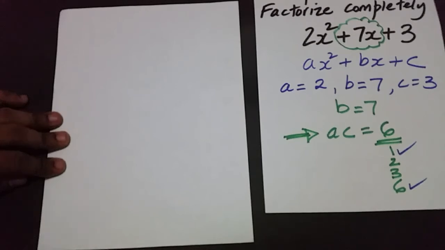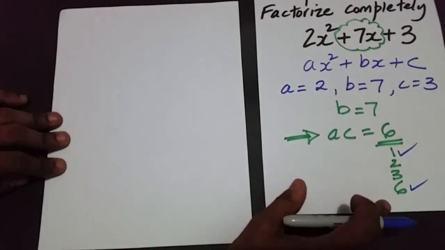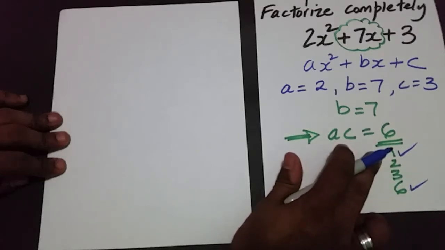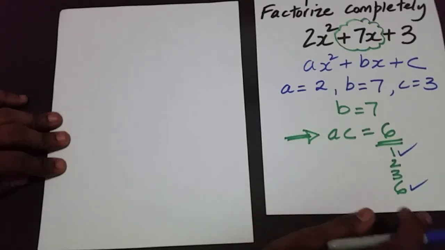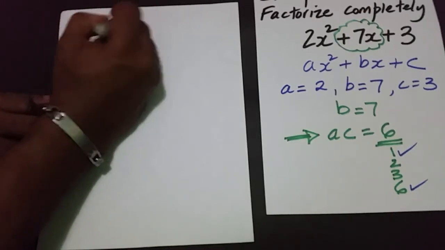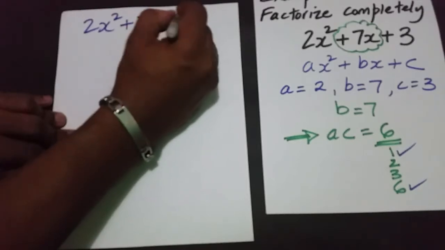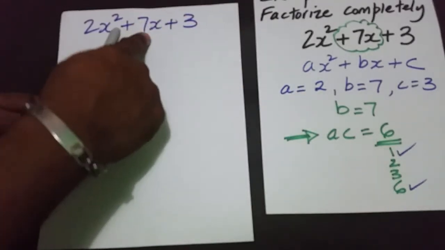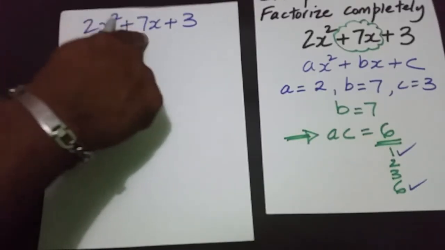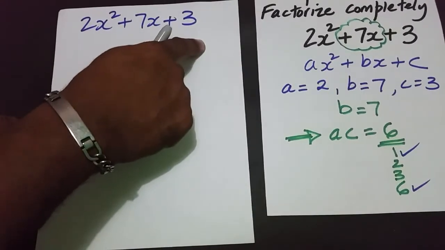So since we know how to break this up now with 1 and 6, obviously we're not going to put 1 and 6, we're going to put 1x plus 6x or 6x plus 1x. It doesn't matter which way you go, you're going to end up with the correct answer anyway. So let's look at this. 2x squared plus 7x plus 3. Now we're going to break up the middle piece into the 2 terms because right now we have 3 terms and we're going to get 4 and then we can factorize by grouping, which we have done already.